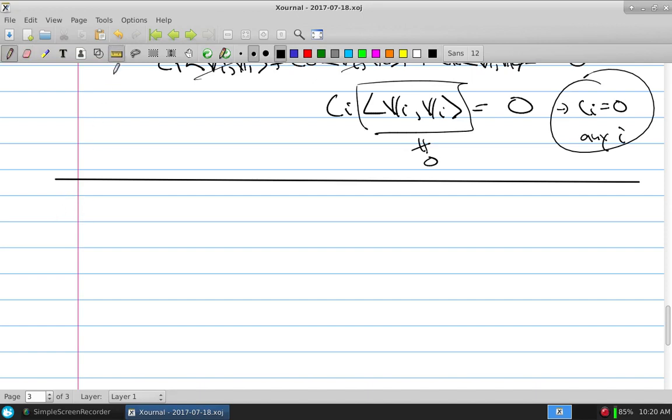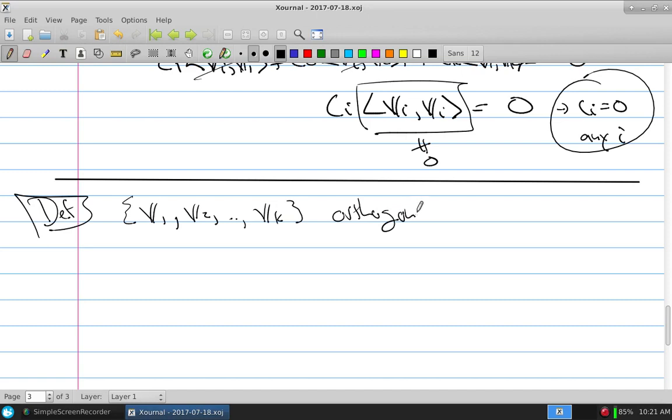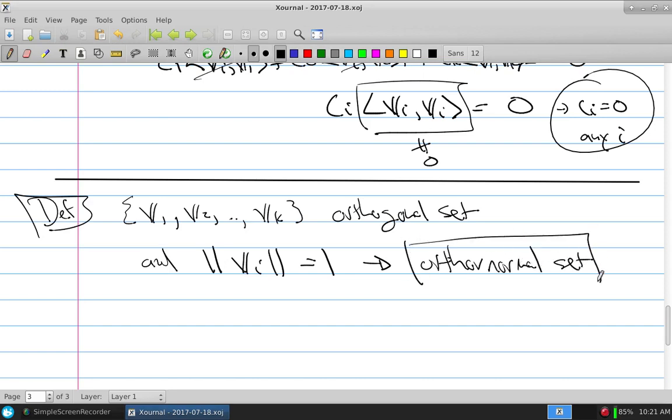Now, the next one would be if V1, V2 up to Vk is an orthogonal set, and the length of any of the vectors is 1, we would now call this an orthonormal set. Orthonormal sets are orthogonal sets. It's just that when I take the length of every one of them, I get 1.